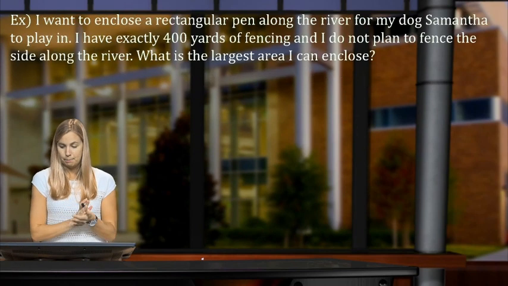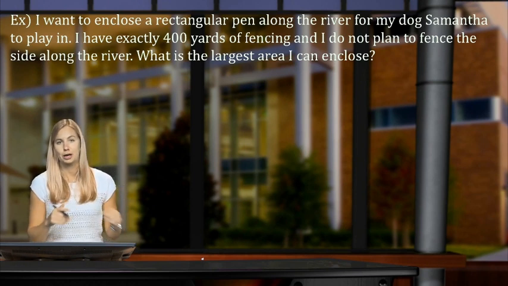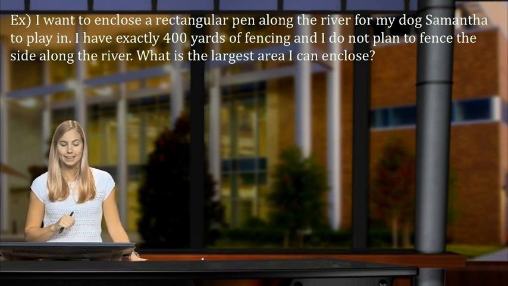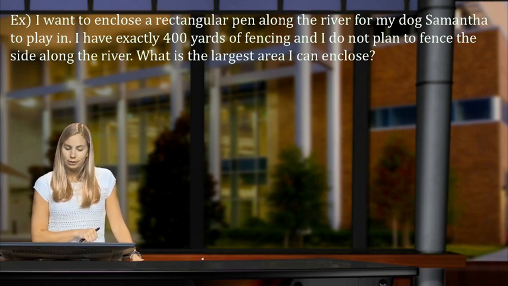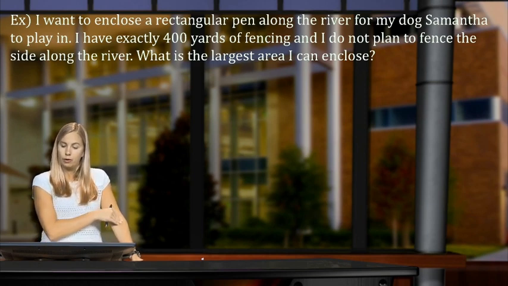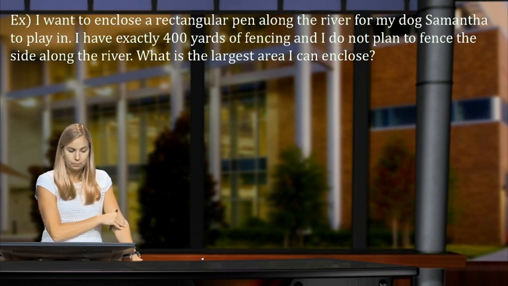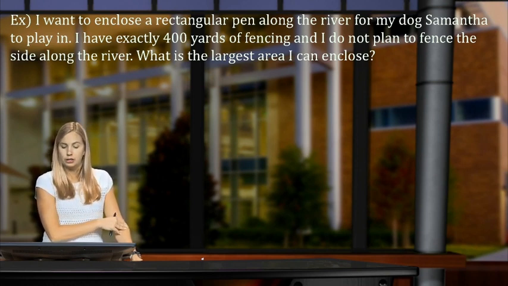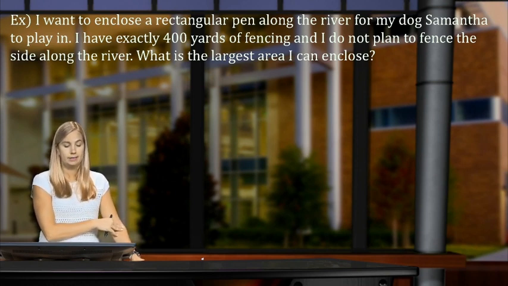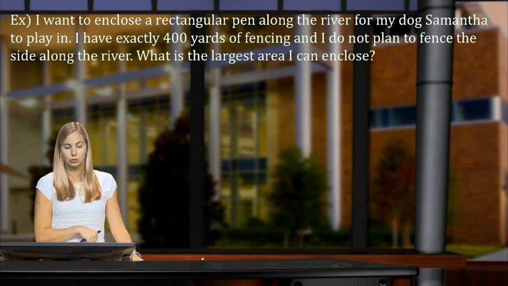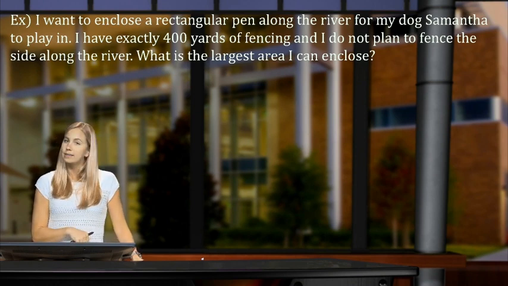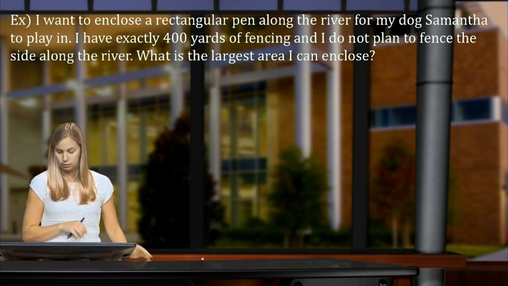So my last example, if you remember a couple videos ago, you got to see a couple pictures of my dog Samantha. So this problem is in her honor. I want to enclose a rectangular pen along a river for my dog Samantha. I have exactly 400 yards of fencing, and I do not plan to fence the side along the river. That's because Sammy really likes to swim. She'd be pretty mad at me if I fenced her in and she couldn't swim in that river. What is the largest area that I can enclose?